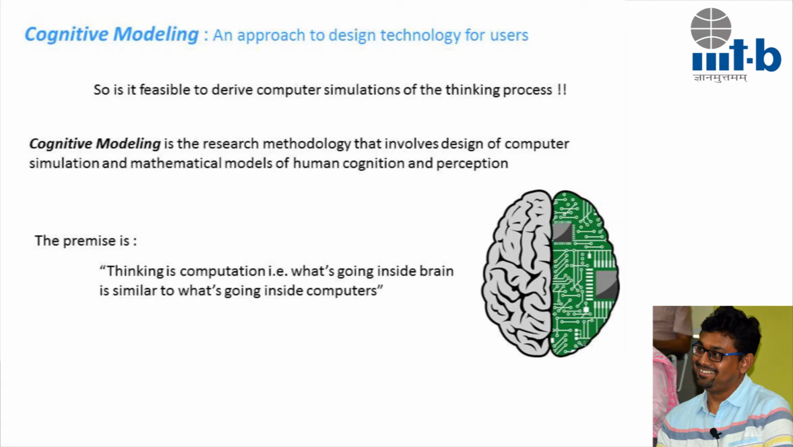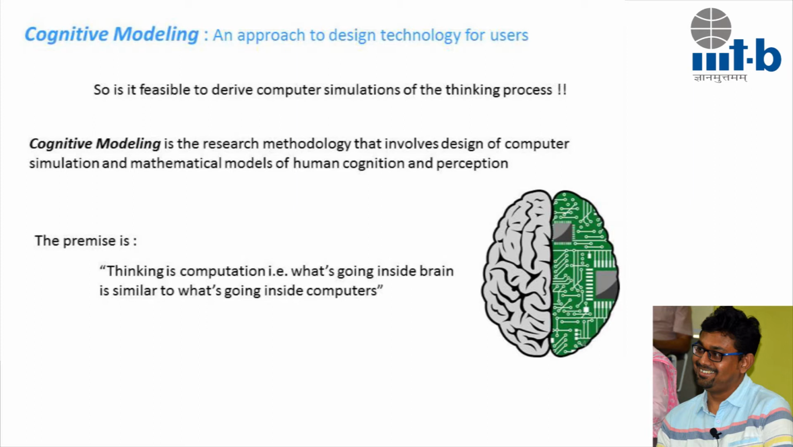Okay, so here what I'm trying to introduce is a method called cognitive modeling, which is an approach to design technology for users. So what is cognitive modeling? It's a research methodology that involves the design of computer simulations, mathematical models, which would represent human cognition, human perception and human behaviors. It would attempt to do that. You cannot replicate a human being and their thoughts and their perception at a time, but there are ways to replicate it to some extent.